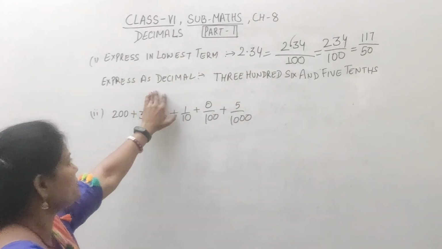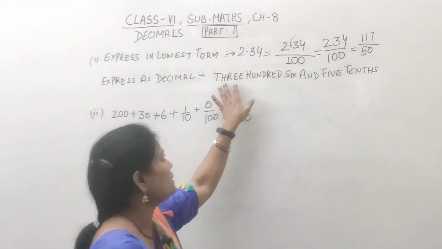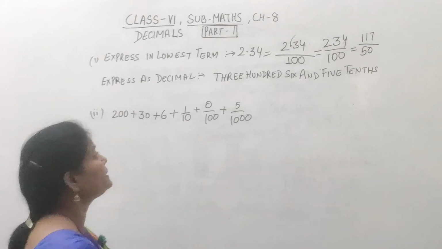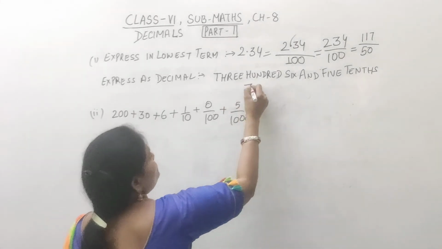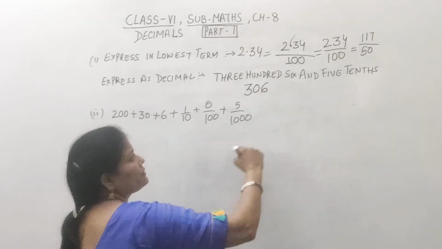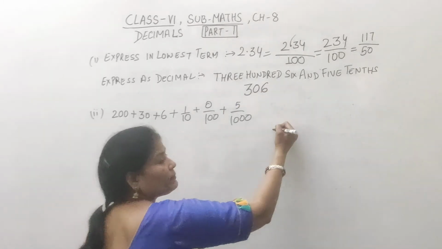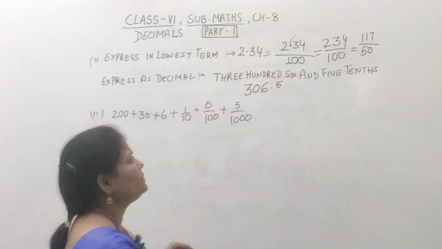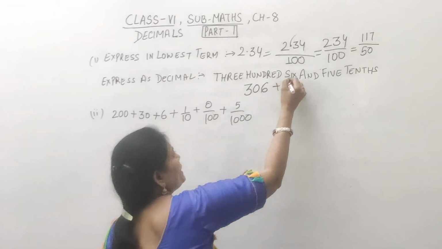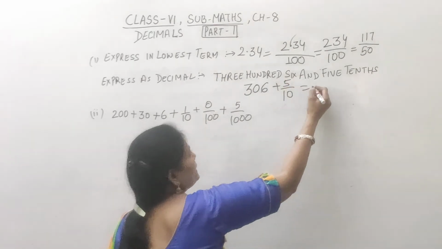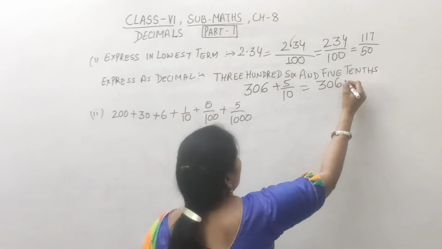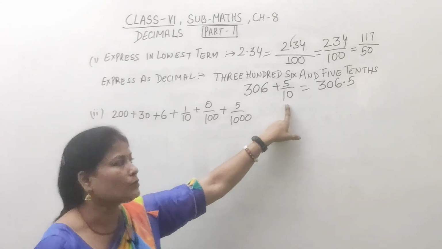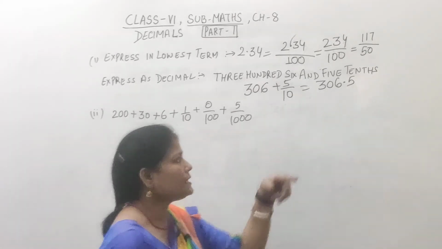Now, if any question is given to you in words, see, 306 and 5/10. How can I write it in decimal? So, I can write down 306 and 5/10. What do you mean by 5/10? 5 will come after the decimal. Or I can write down here plus 5 upon 10 also. Or I can write down here 306.5, because tenth is written. Tenth means divided by 10 only. So, in this manner we can write it as a decimal.